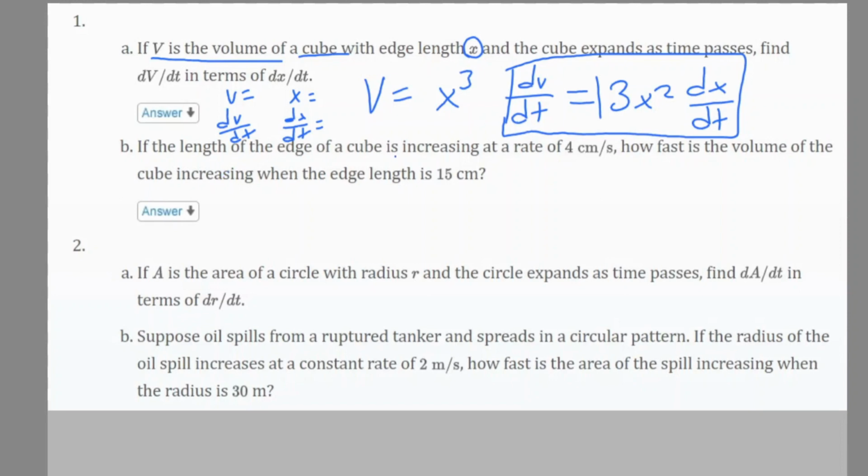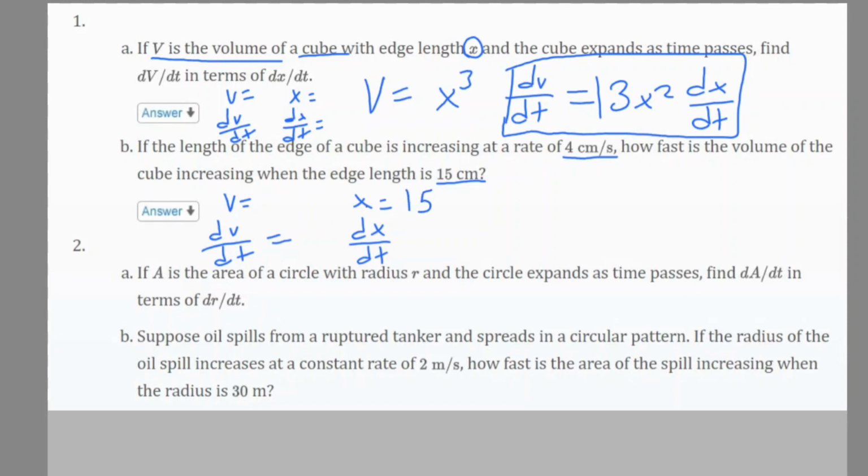B is: if the length of the cube is increasing at a rate of 4 centimeters per second, how fast is the volume of the cube increasing when the edge is 15 centimeters? So let's write down our variables. That's a really important thing to do with related rates. Just write it all down. We know when the edge is at 15 centimeters and the edge is increasing at 4 centimeters per second, what is the volume increasing by?